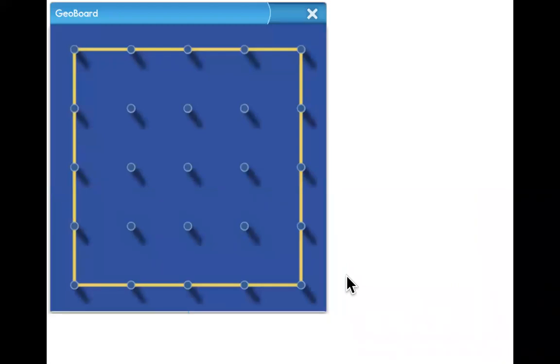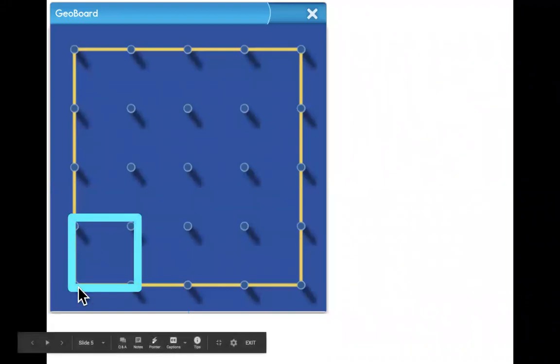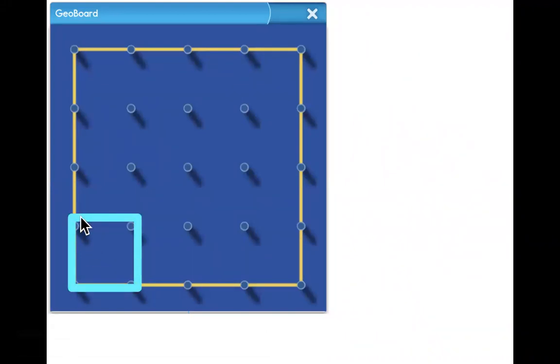So here we have a geoboard, and it has a square on it. And we're going to add this right angle here. The big yellow rubber band on the outside shows us that the angle on this geoboard is a right angle because it makes that square. So this is an example of a right angle.